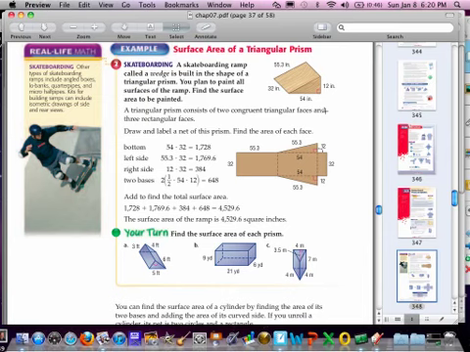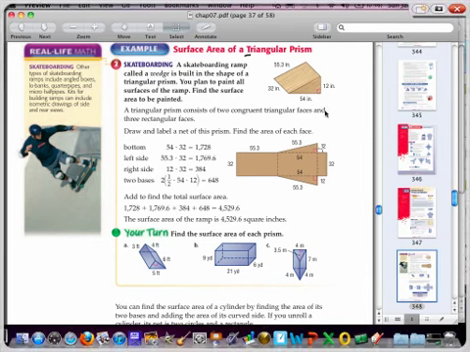Alright, so what if you wanted to figure out the surface area of a triangular prism? What if we had a triangular one? So let's take a look at this example. It says skateboarding. A skateboarding ramp called a wedge is built in the shape of a triangular prism. You plan to paint all the surfaces of the ramp. Find the surface area to be painted.